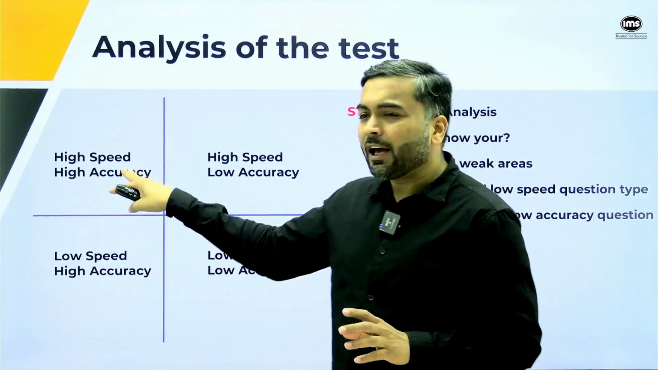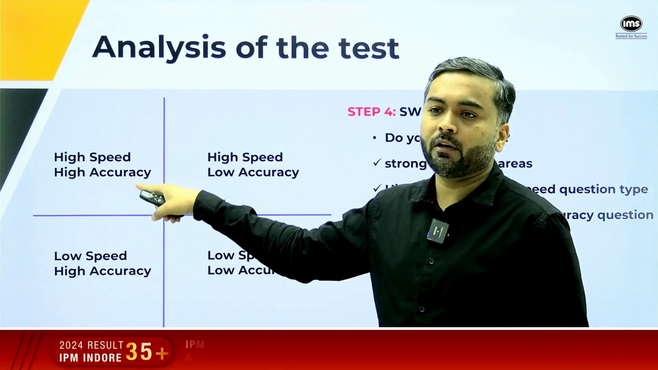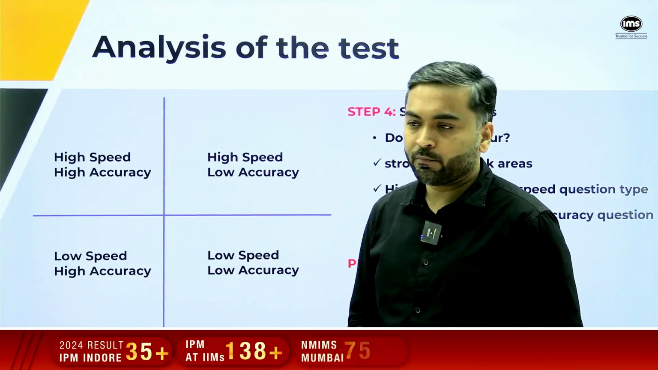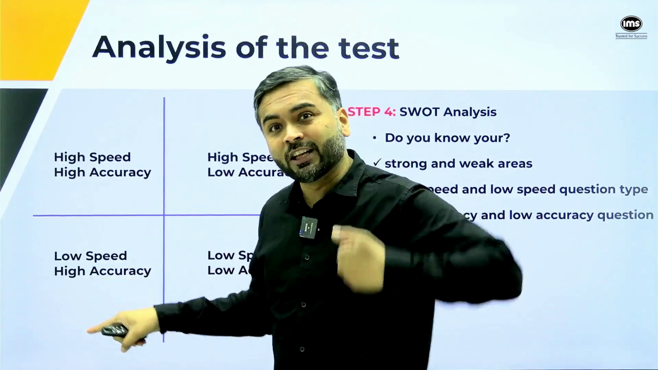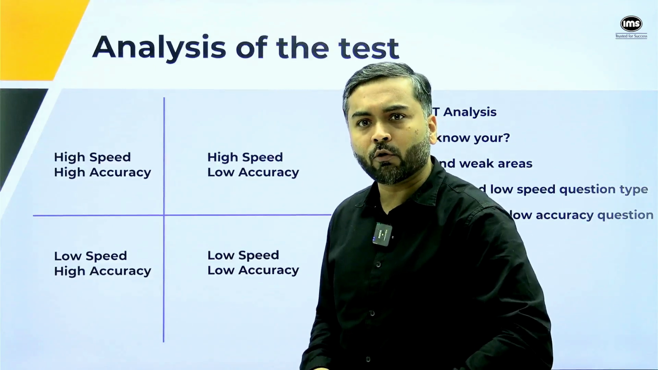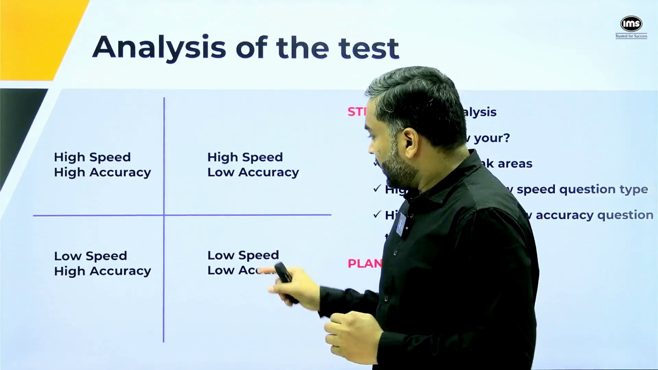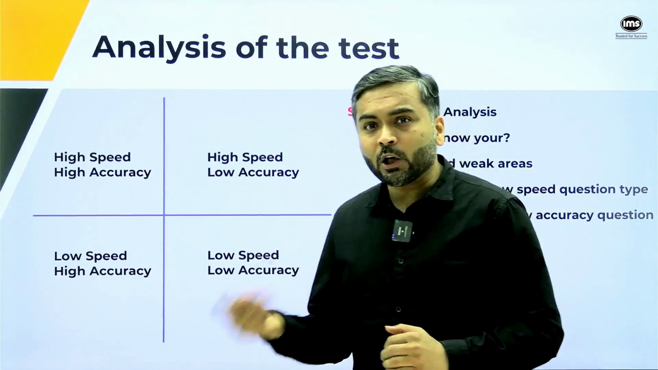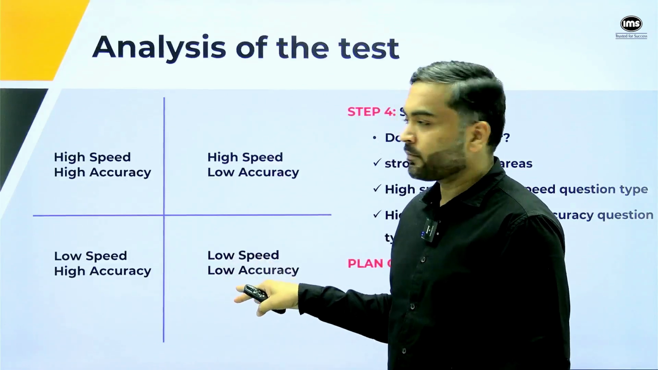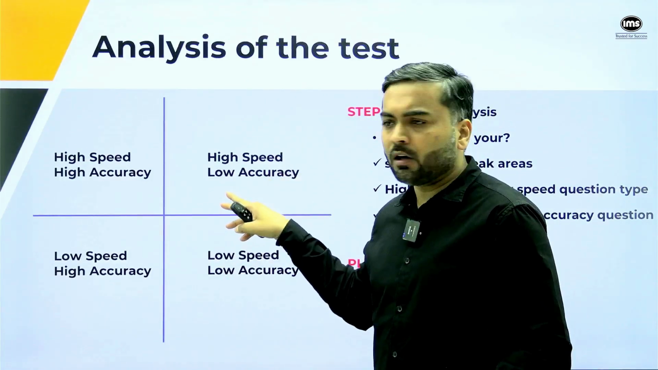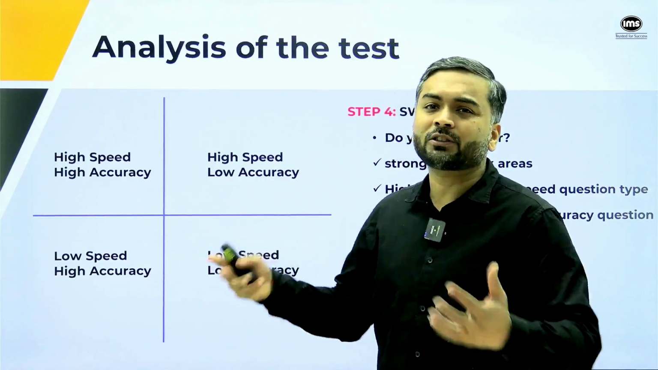Now, if it is high speed high accuracy, whether it is a test match or a T20, you will definitely attempt it. If it is, let's say, low speed high accuracy, if it is a test match, you will still attempt it, because even if you are taking 3 minutes for a question, but you are sure that you will get it correct, you will definitely attempt it. If it is low speed low accuracy, whether it is a T20 or a test match, whether it is IPMAT Indore or NPAT SCT, you will definitely not attempt it. High speed low accuracy, maybe it will depend upon the time limit, how much time you have.